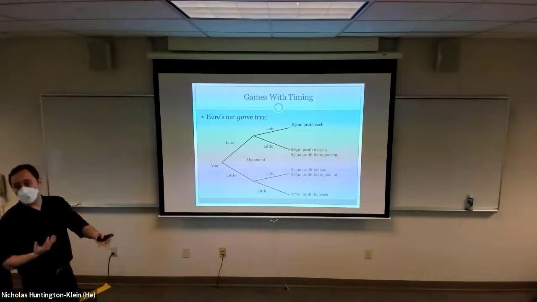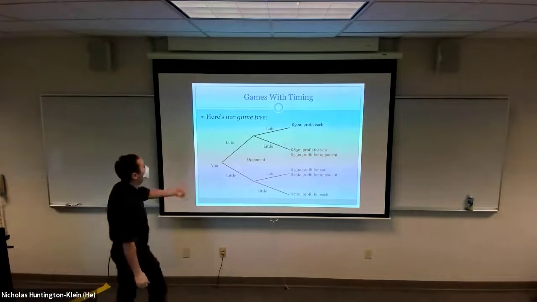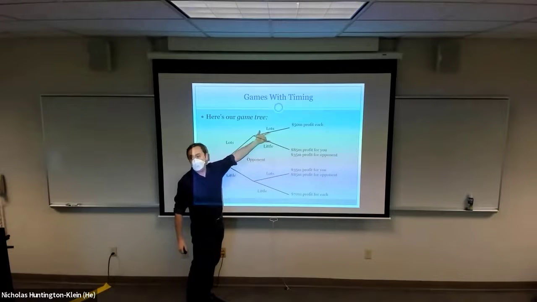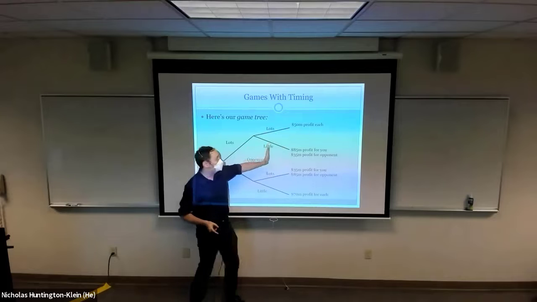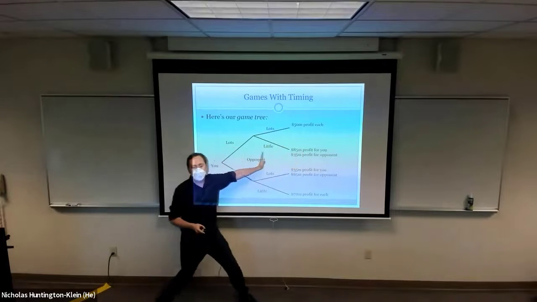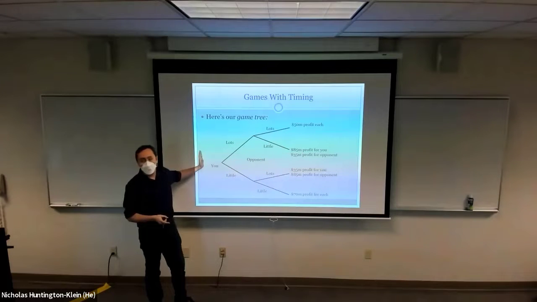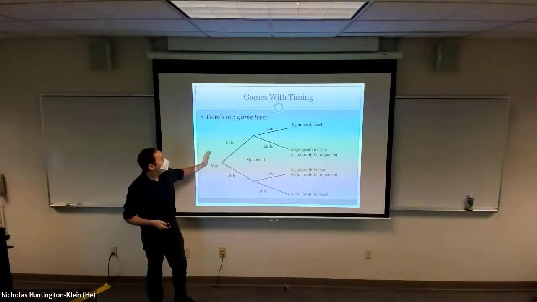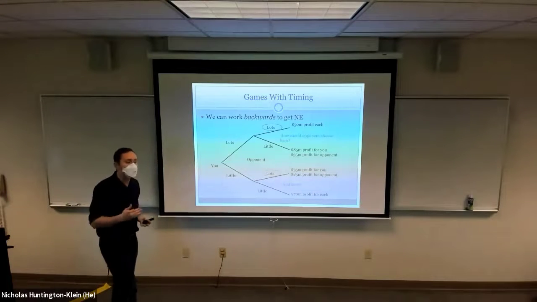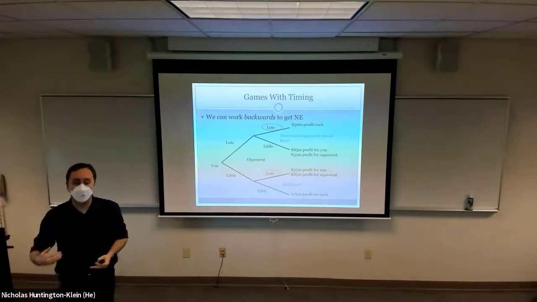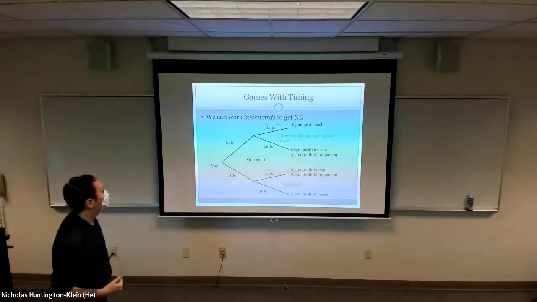Which means we're going to have to work backwards. In order to figure out what I want to do, I need to anticipate what you're going to do, which means I need to figure out what you're going to do first. So we're going to start at the end of the game and work our way backwards until we get to the top. That's the backwards induction part. So we're going to start by asking for your opponent, what is your opponent going to do in these different scenarios? What is their best response in these scenarios?